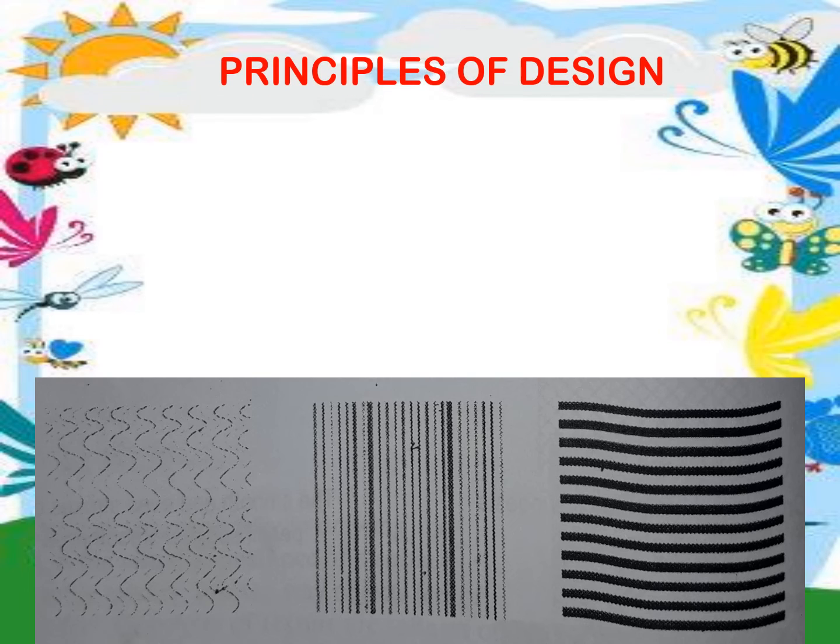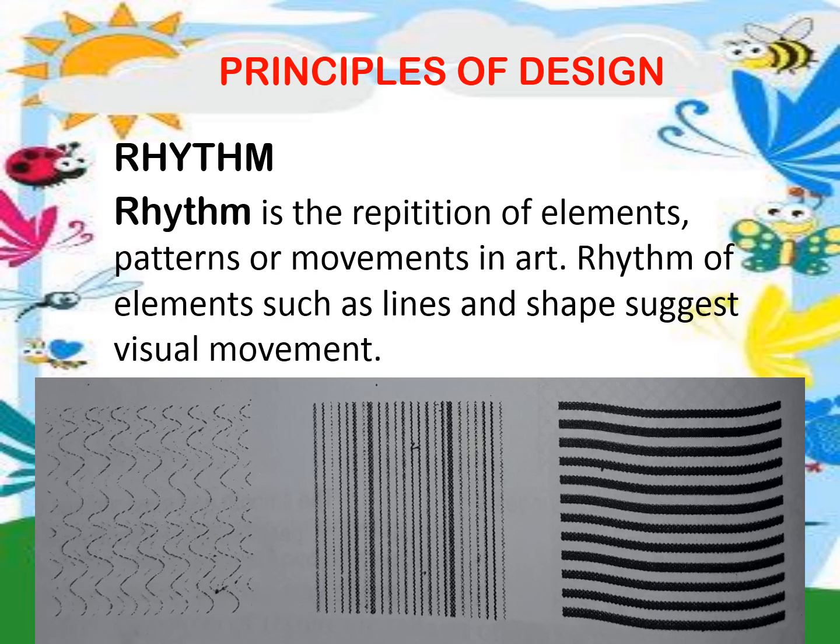Principles of design. Rhythm. Rhythm is the repetition of elements, patterns, or movement in art. Rhythm of elements such as lines and shapes suggest visual movement. Ayan. Ito yung halimbawa, wavy or zigzag. Ito is straight line or vertical line. Ito ay horizontal line.